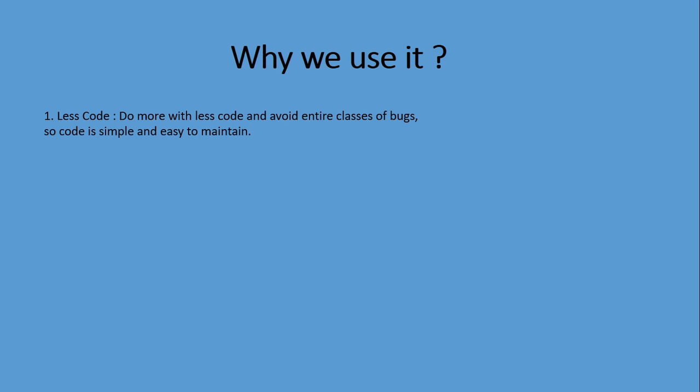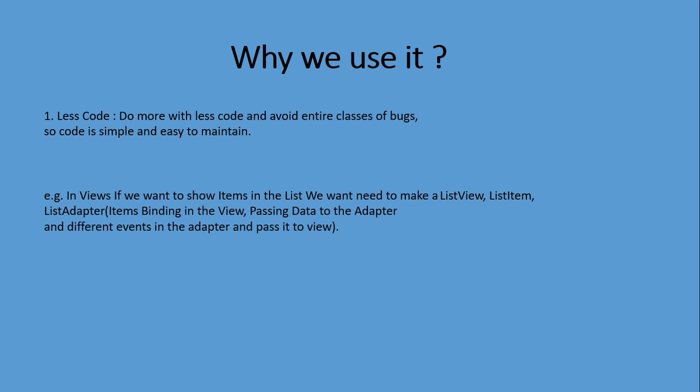The benefits that Compose provides us is that it provides less coding. So do more with less code and avoid entire classes of bugs. So code is simple and easy to maintain. Okay, we have understood this point. So let's visualize this point with an example. We will compare Views and Compose, so it will make it better for us to understand the concept here.